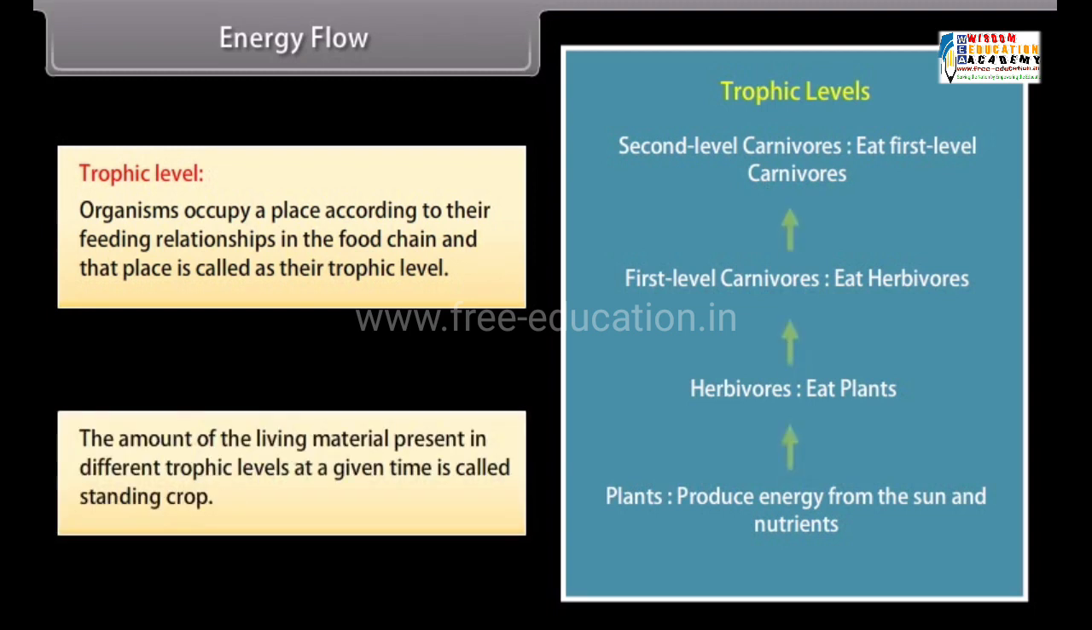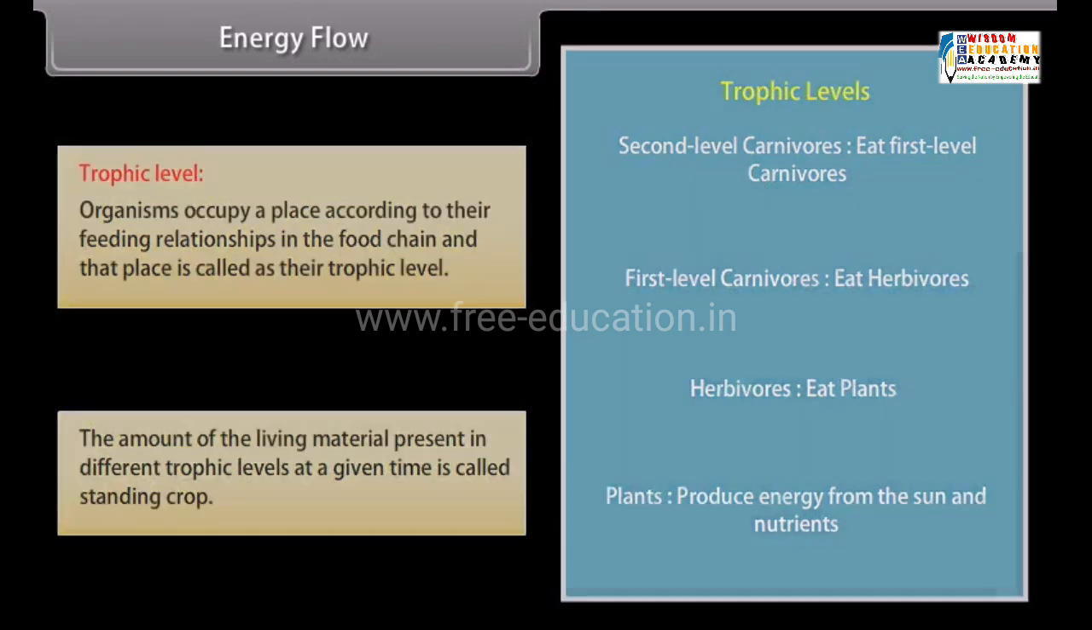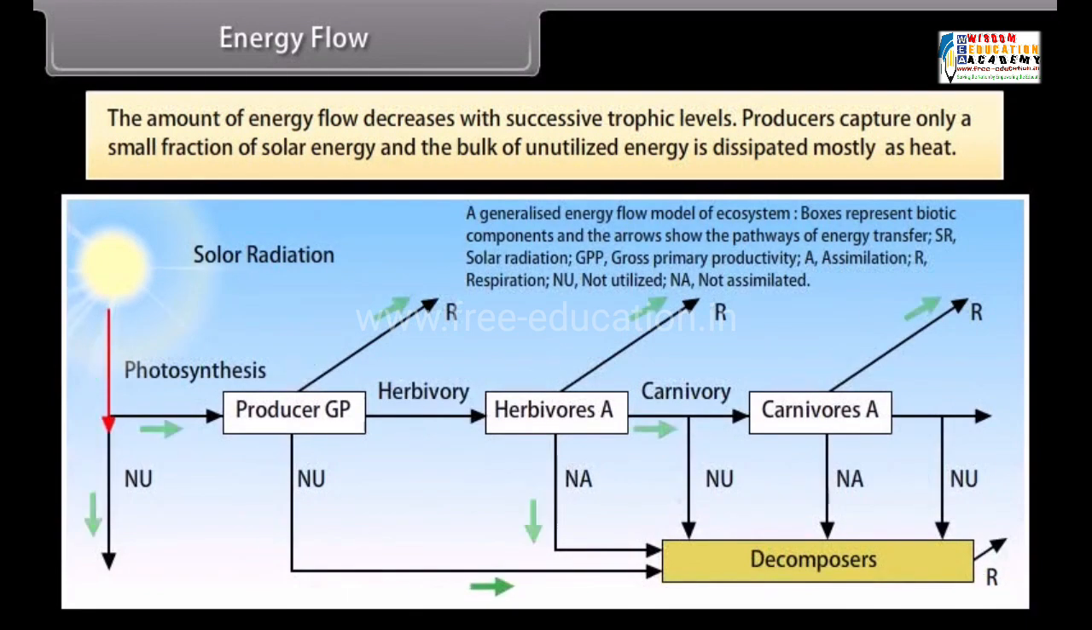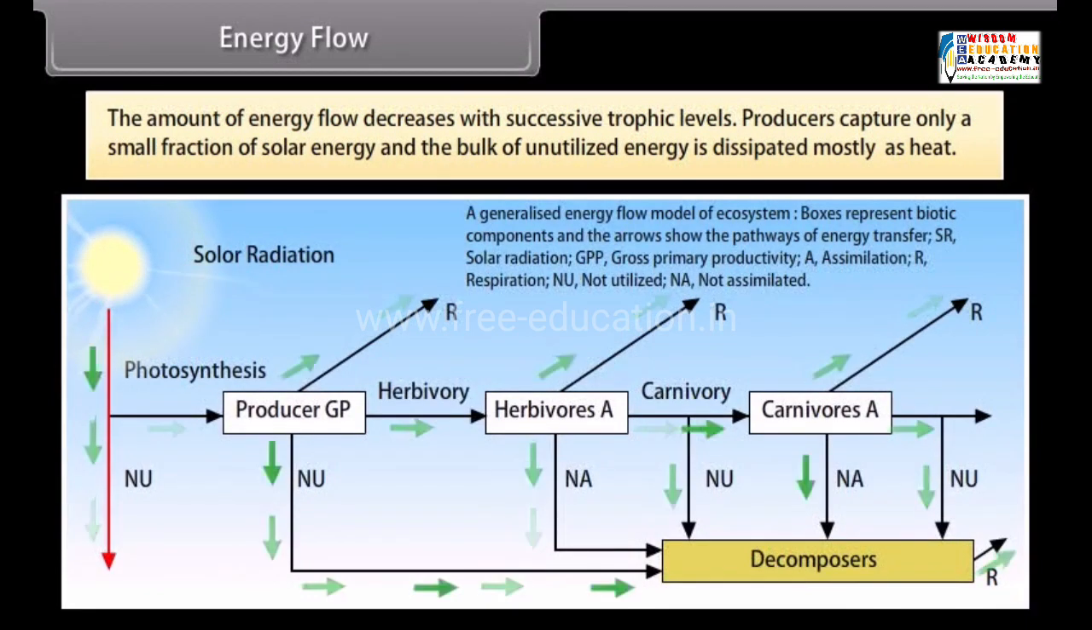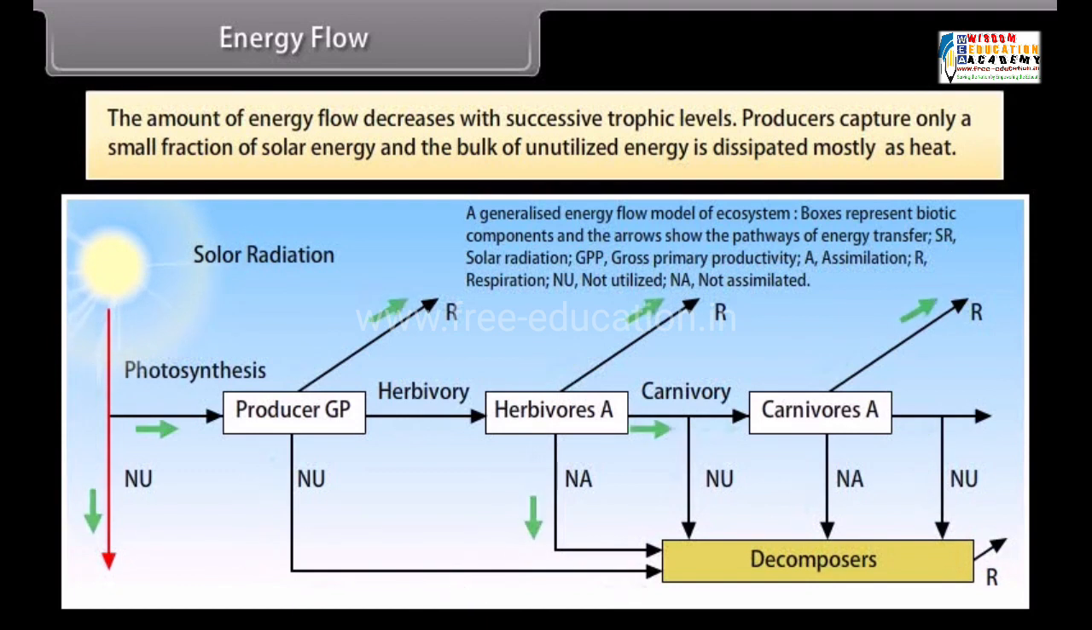The amount of living material present in different trophic levels at a given time is called standing crop. The amount of energy flow decreases with successive trophic levels. Producers capture only a small fraction of solar energy, and the bulk of unutilized energy is dissipated mostly as heat.